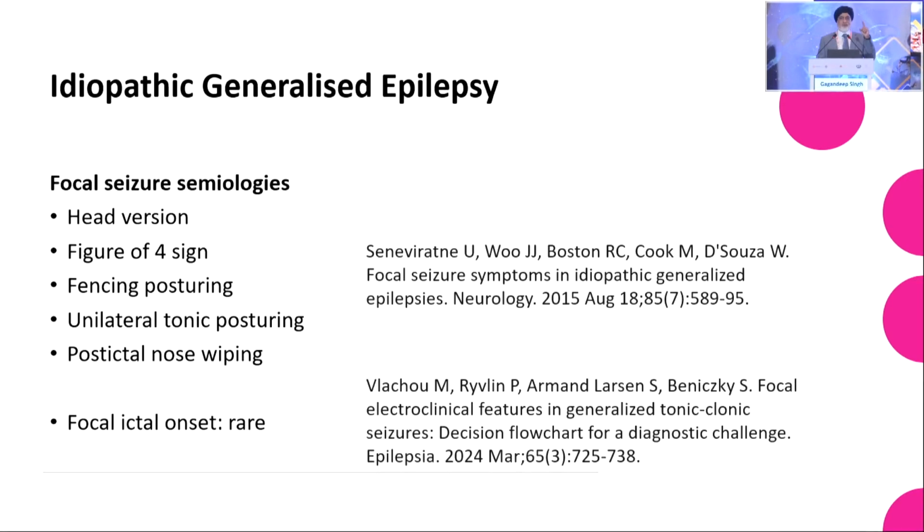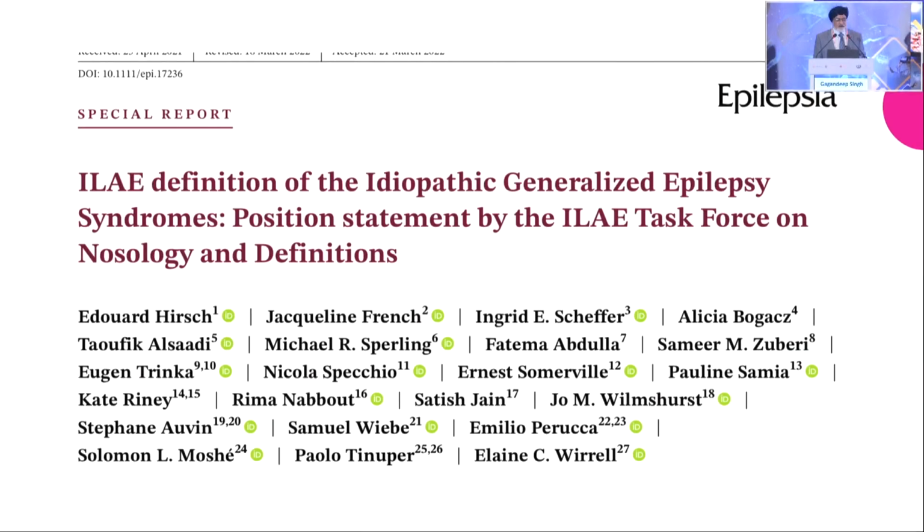But while you can get all these focal semiologies, you can get these focal discharges, focal interictal discharges. A focal ictal onset is certainly rare on the EEG. And this is the subject of this recent paper from this group in Denmark, where you could have focal semiologies, you could have asymmetric ictal discharges, you could have focal interictal discharges, but a focal ictal onset is decidedly rare.